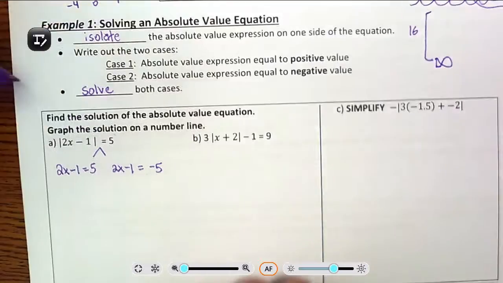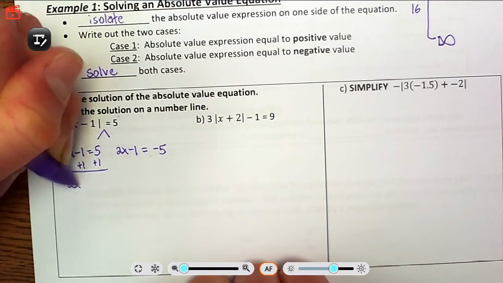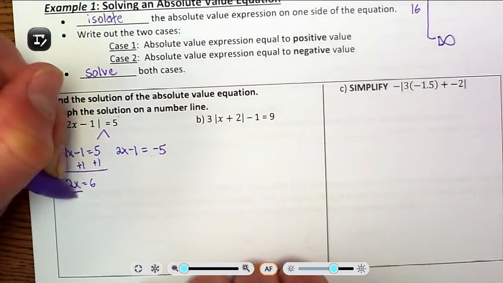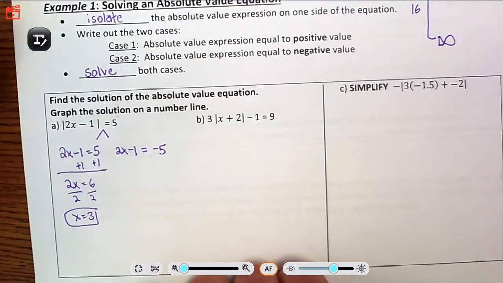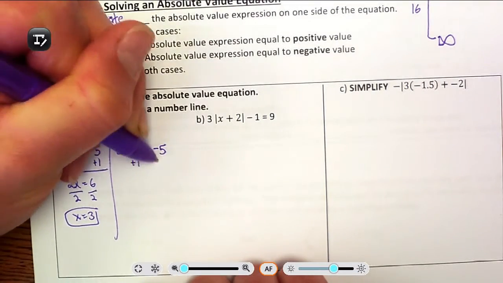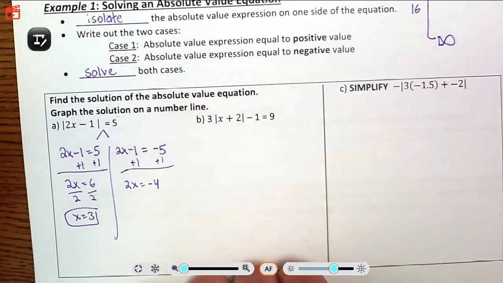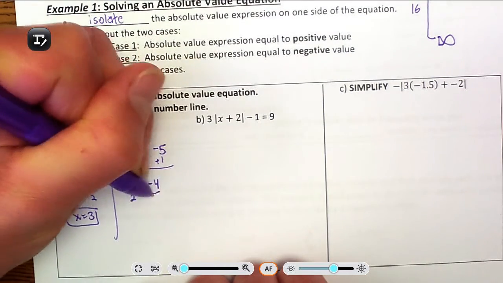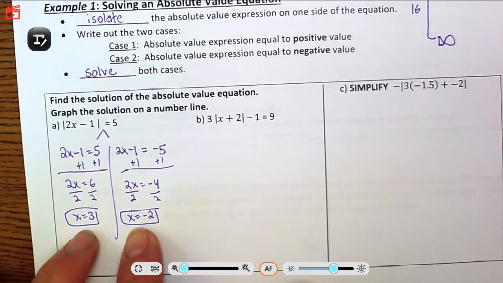All right, let's work. Add 1 to the other side. 2x equals 6. Divide by 2. X equals 3 is your first solution. Add 1 to the other side. 2x equals negative 4. Divide by 2. X equals negative 2. Check your solutions.